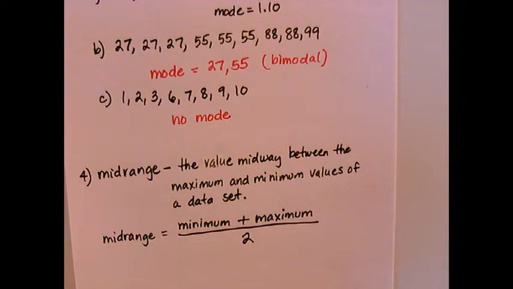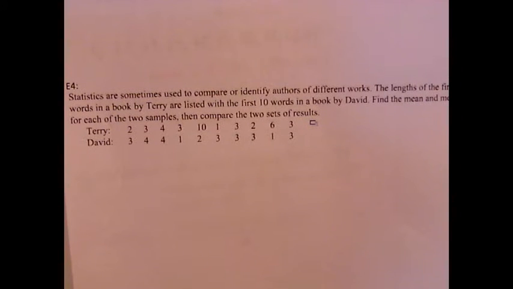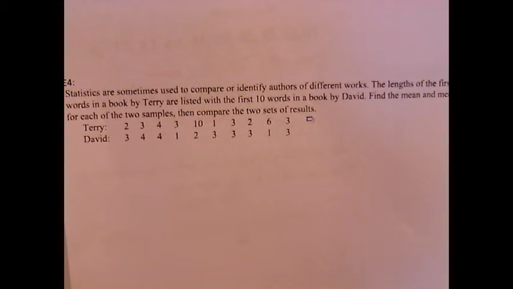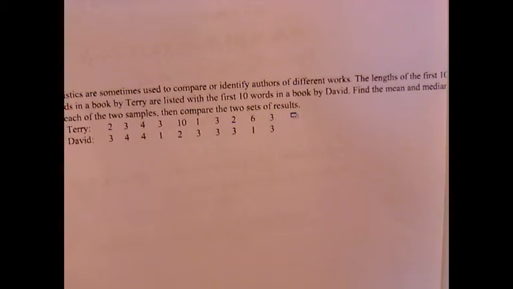Okay. Alright, let me do one more example. And that's this one. Statistics are sometimes used to compare or identify authors of different works. The first 10 words in a book by Terry are listed with the first 10 words in a book by David. Here you want to find the mean and the median for each of the two samples and then compare the two sets of results. Okay?